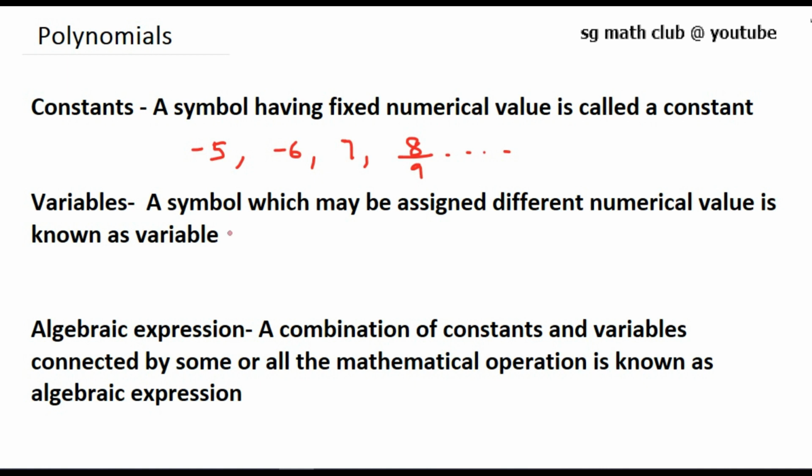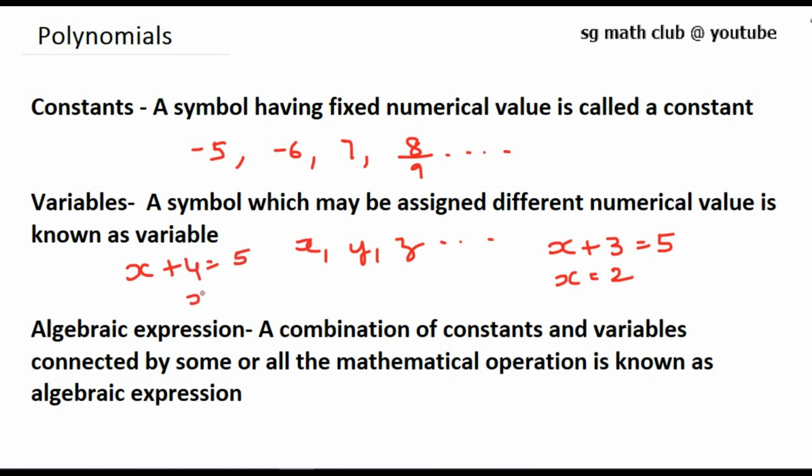Now variables. A symbol which may be assigned different numerical values is known as a variable. For example, x, y, z, all these are variables. If I write x plus 3 equal to 5, here x will take the value 2. In another case, if I write x plus 4 equal to 5, here x can take the value 1. So x can take different values according to the situation. This symbol which may be assigned different numerical values is called a variable.